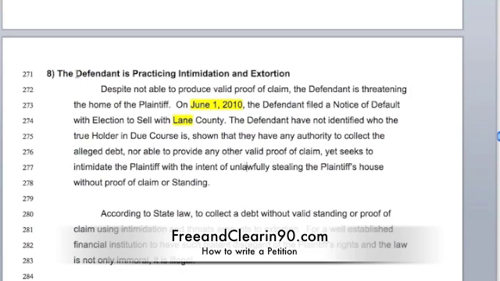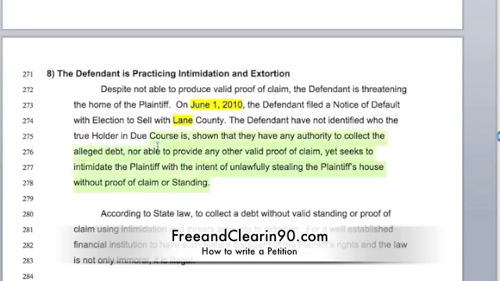The defendant practiced intimidation and extortion. Right? They failed to produce valid proof of claim, and yet they issued a notice of default, and they still haven't identified who the holder in due course is, or whether they have authority to collect, and yet they seek to intimidate the plaintiff, with the intent of unlawfully stealing the plaintiff's house without proper proof of claim or standing.